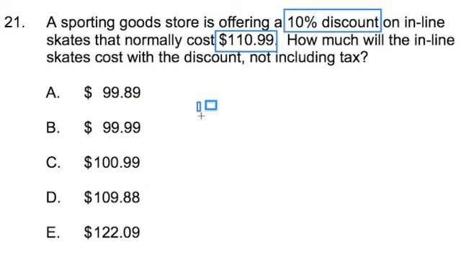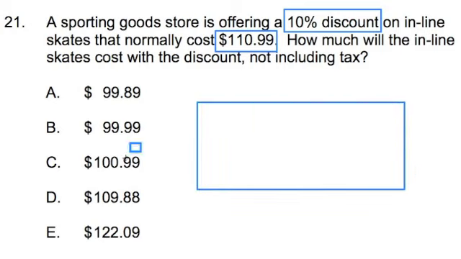If I wanted to think about this, I could think about the original price as being one set of inline skates. So that's going to be one set, or we'll just say one whole. Think of that one whole or one set as 100% of the price. And we know that 100% of the original price, the retail price, is $110.99.